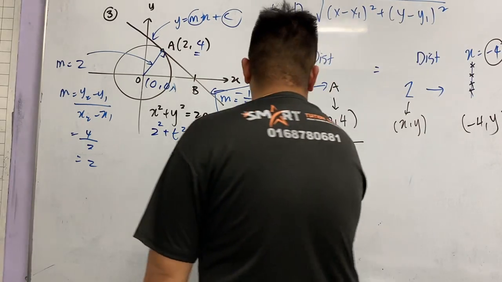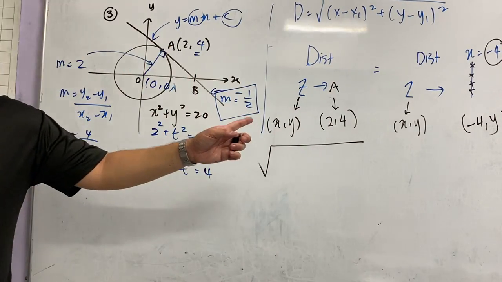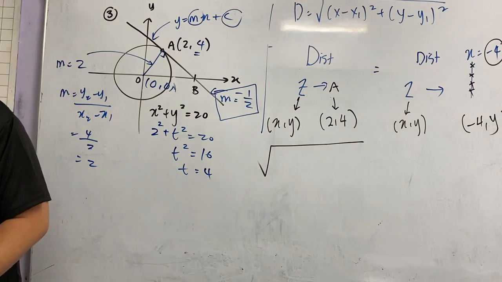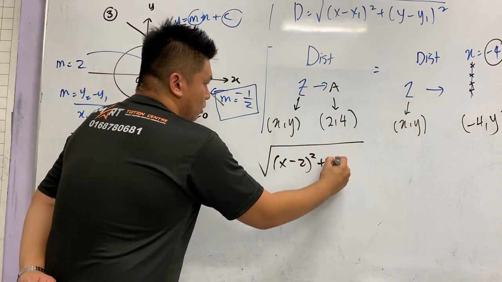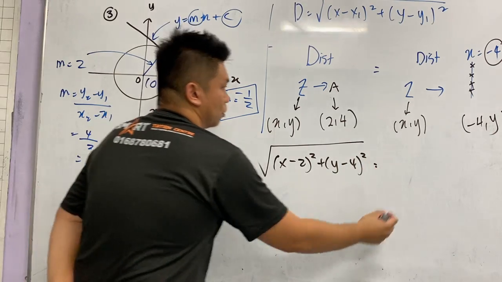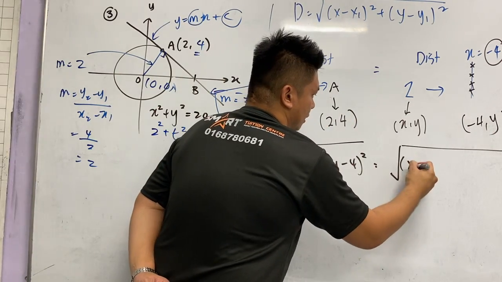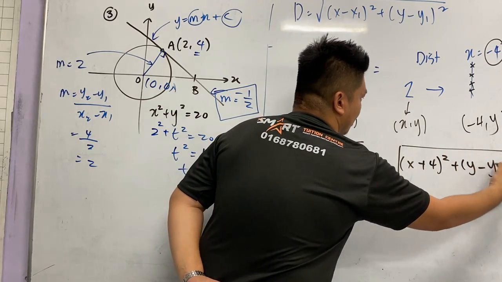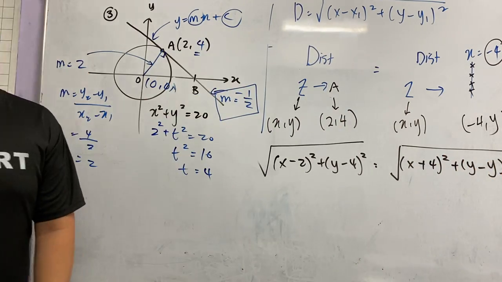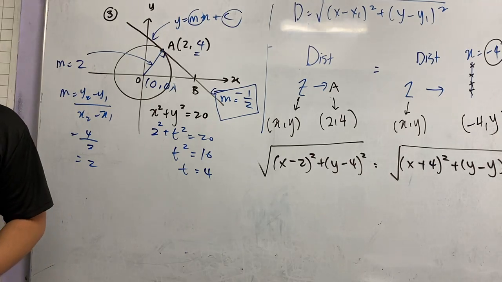Actually this one is not that bad. Kalau pernah jumpa soalan macam ni, the next time you do it, you can do it already. Okay, it's not that bad. Okay, so we have what happened? Square root (x minus 2) square plus (y minus 4) square equals to square root (x plus 4) square plus (y minus y) square. Y minus y square hilang y tu kan? Lagi bagus kan? Hilang y tu.